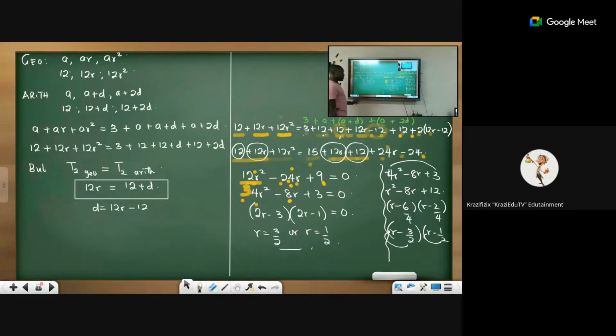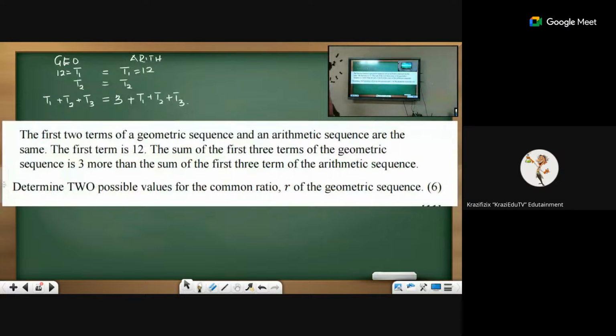Like I said, it's just activities. Yes. Penuela, talk to me. Your hand is raised. Sir, may you please go to the previous slide so that I can take a screenshot of the question? Okay. You see, determine 2 possible values. And we got 2 possible values.